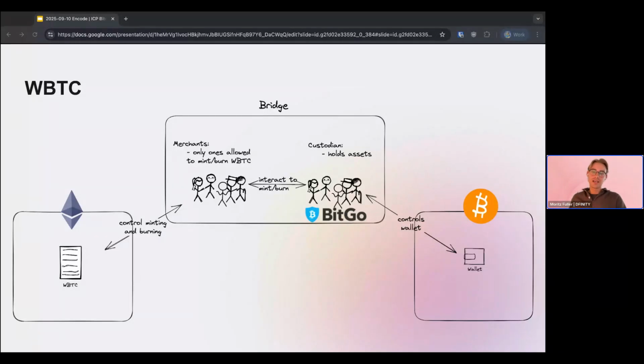So people at some point decided, hey, it would be great to have Bitcoin on Ethereum. But how does it work? Those are two different networks. So how did they do this? How does WBTC work under the hood?